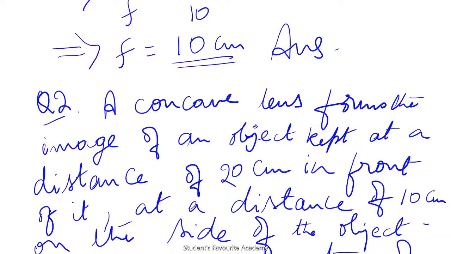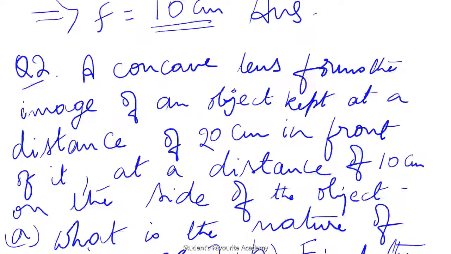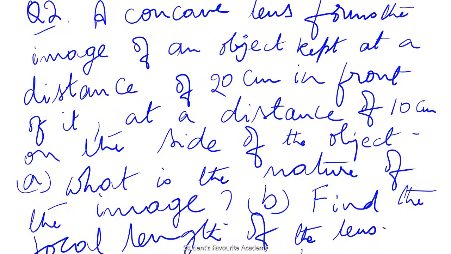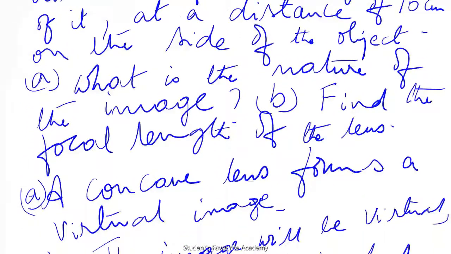Okay, now the second question. A concave lens forms the image of an object kept at a distance of 20 centimeter in front of it. Concave lens, remember it is a concave lens. The image is formed at a distance of 10 centimeter on the side of the object, so on the same side as the object. Okay, what is the nature of the image? Find the focal length of the lens.